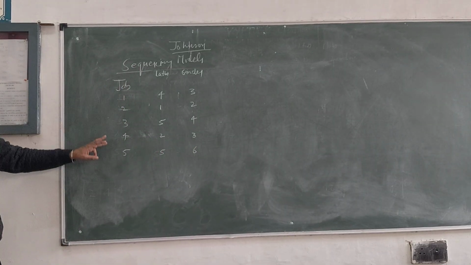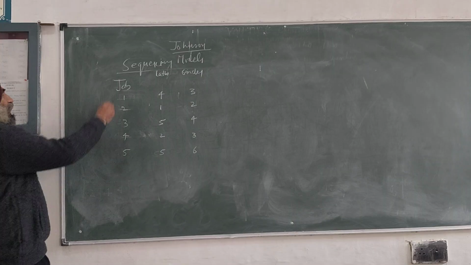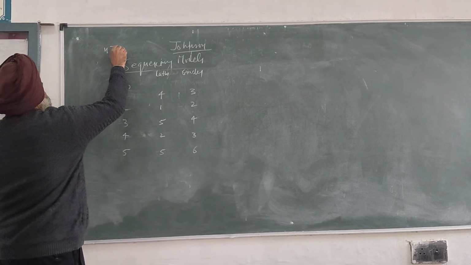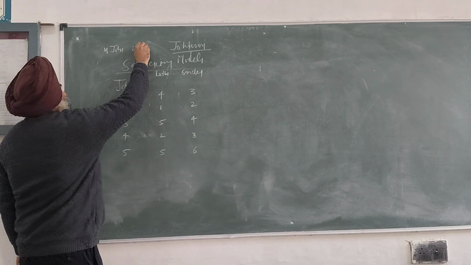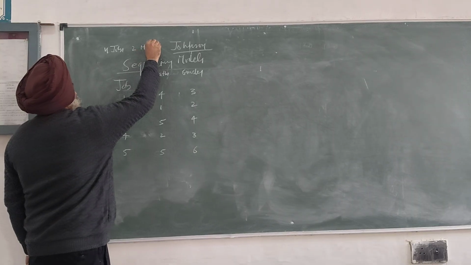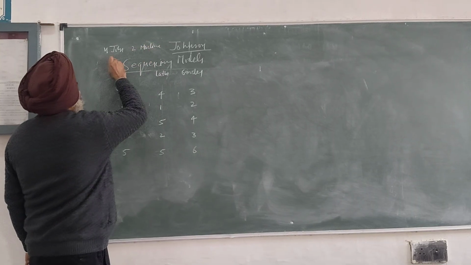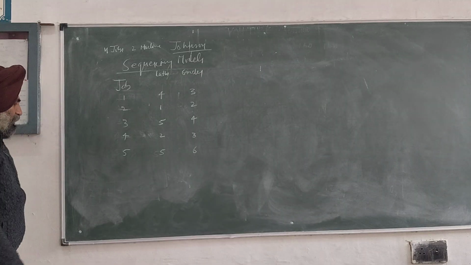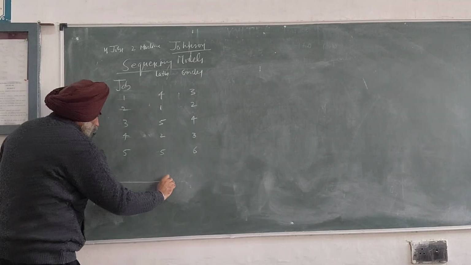Here, the number of jobs is n jobs, and 2 machines. So this is the case of n jobs, 2 machines. How to solve these types of problems? Look at here.